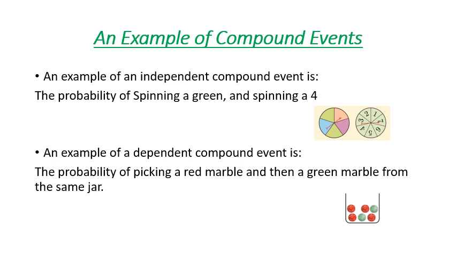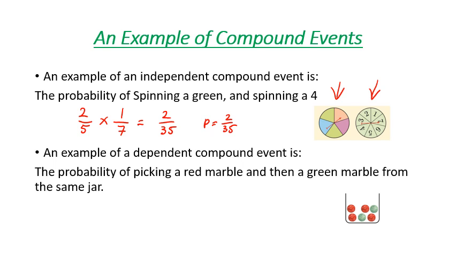Now for some examples of using compound events. In our first question, it says the probability of spinning a green and then spinning a 4. Now, if we're going to use these spinners here, we have a 2 in 5 chance of spinning a green, and then we have a 1 in 7 chance of spinning a 4. So therefore, the probability of spinning a green and then a 4 is 2 in 35.